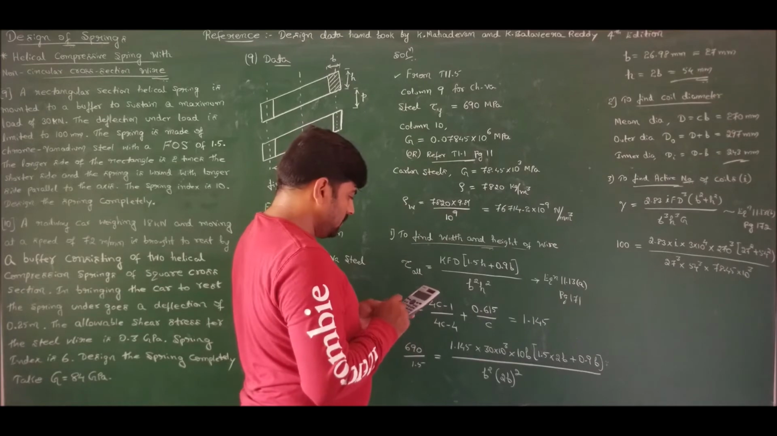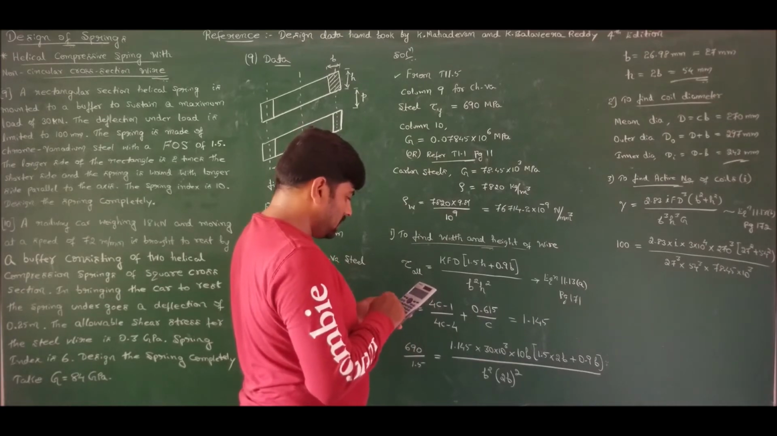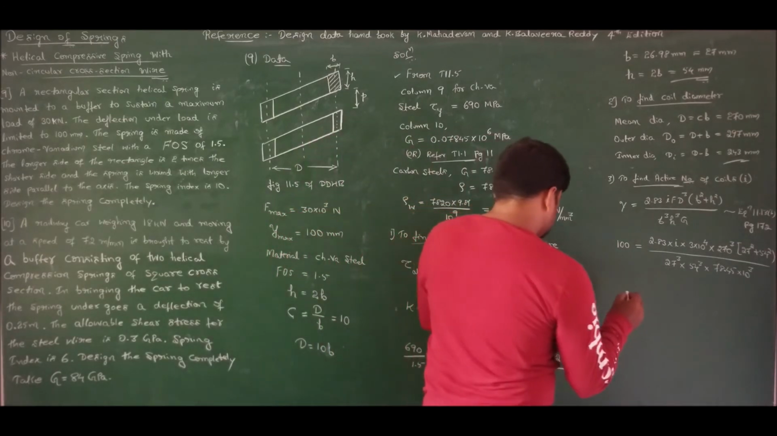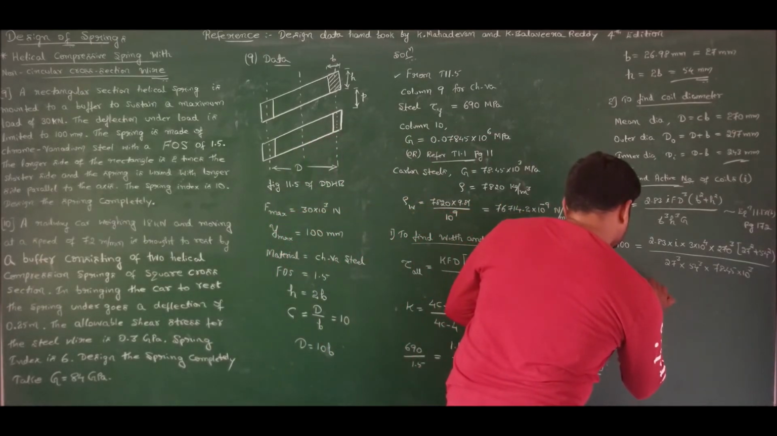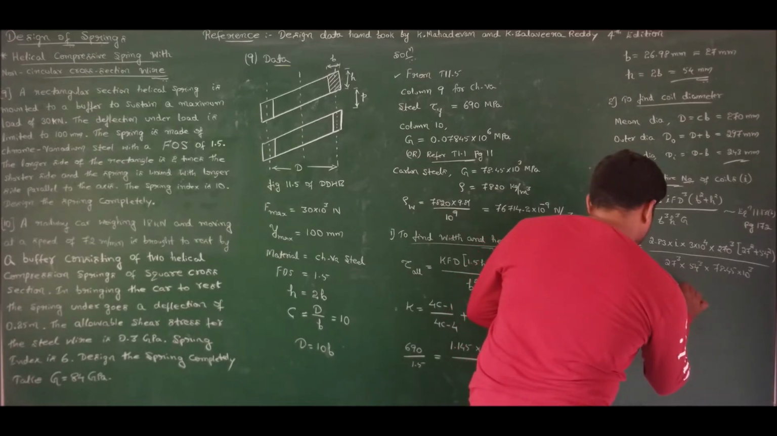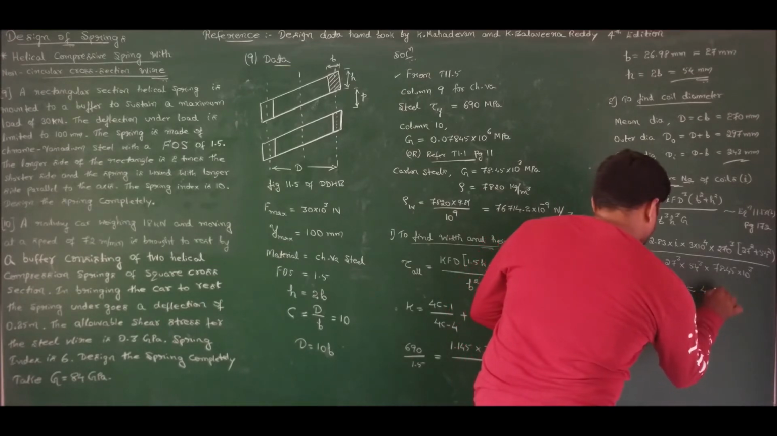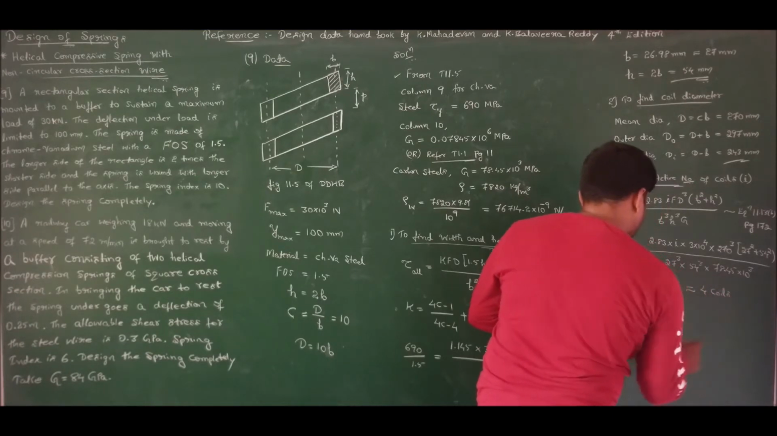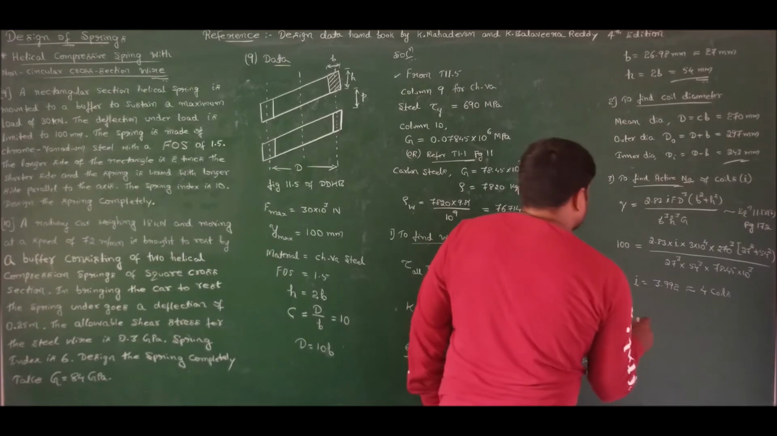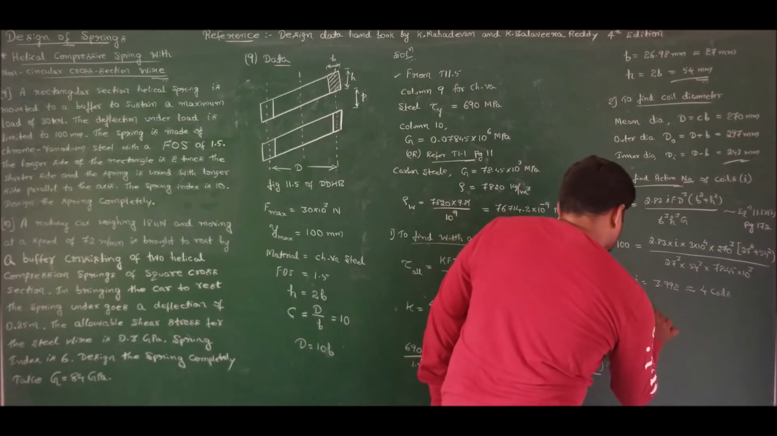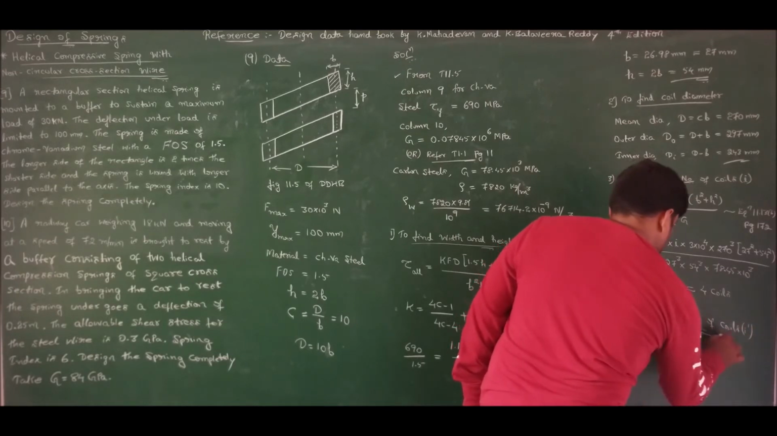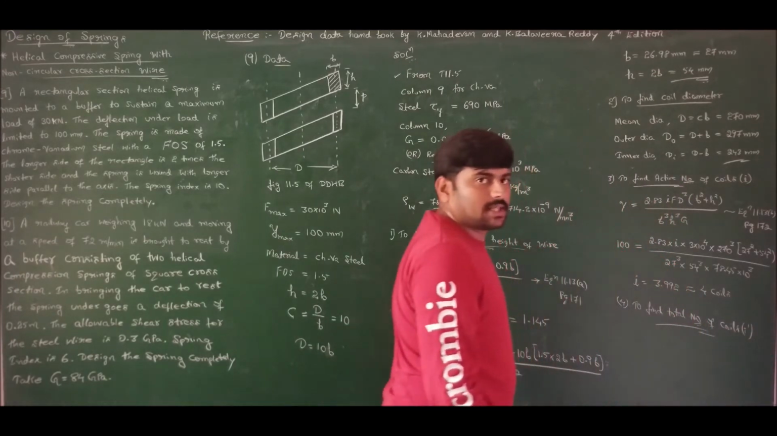So if I solve this equation, I will get active number of coils I as 3.992, which is nearly equal to 4 coils. Next, moving for step number 4, to find total number of coils, that is I dash, active number of coils plus additional number of coils.